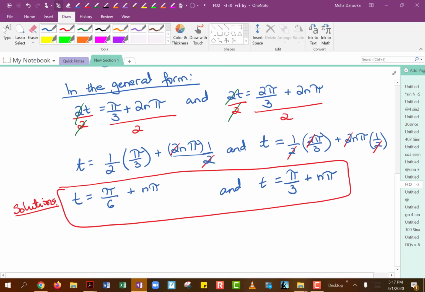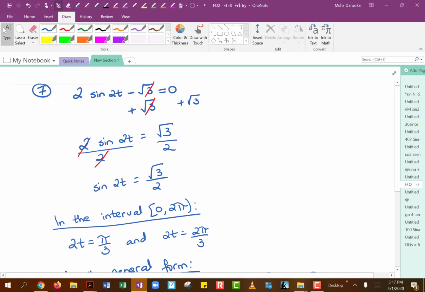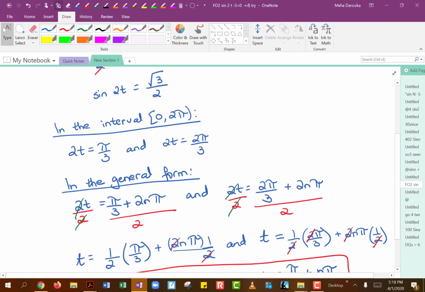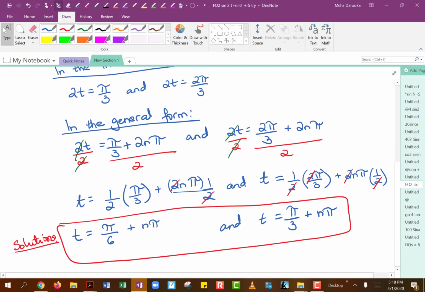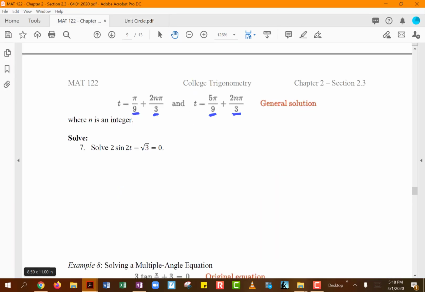So I hope you can see how those multiple angle problems come out to be. So again, just start by solving as though you're not worried about the 2t for now. You have sine of this angle, whatever it is, equal to square root of 3 over 2. Using our unit circle, we came up with the answers of pi over 3 and 2 pi over 3. And once you have those answers, put it in the general form by adding the 2n pi, and then divide everything by 2. When you clean it up, these are the two answers that we come up with. So I hope this helps you guys out.